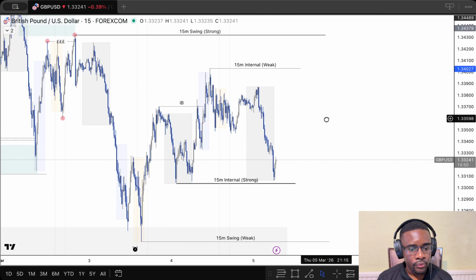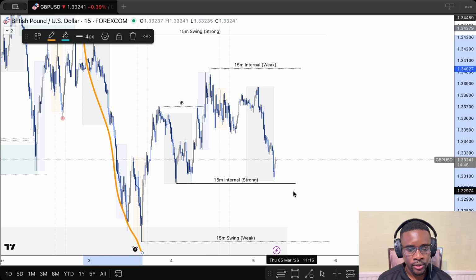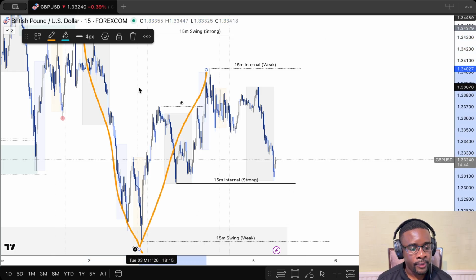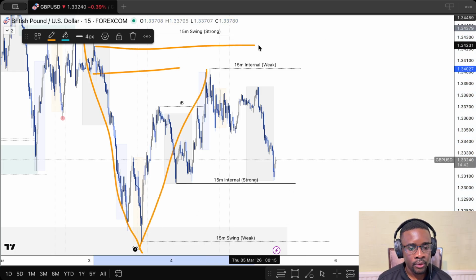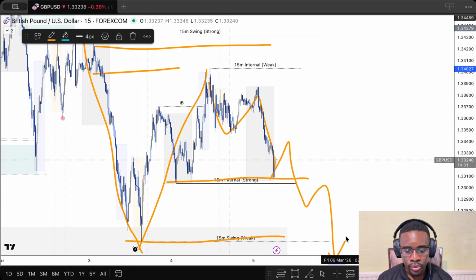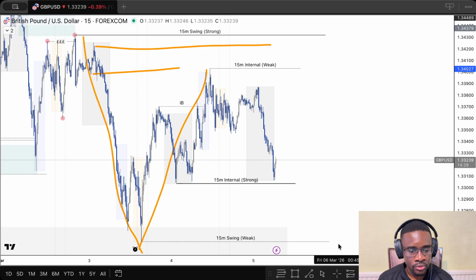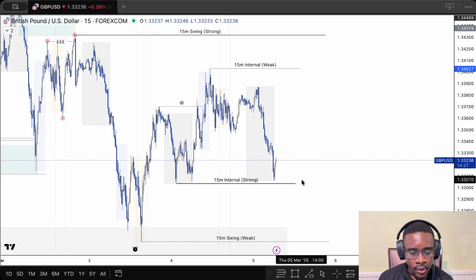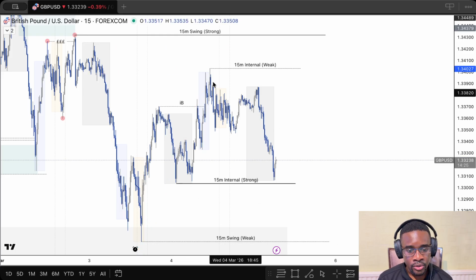Swing structure is bearish, so we should be following swing structure. Price has pulled back into the extreme, so now price is shifting bearish. The expectation is that price will continue bearish all the way. For the pound, I think this one is a bit clearer. The expectation is to go short.